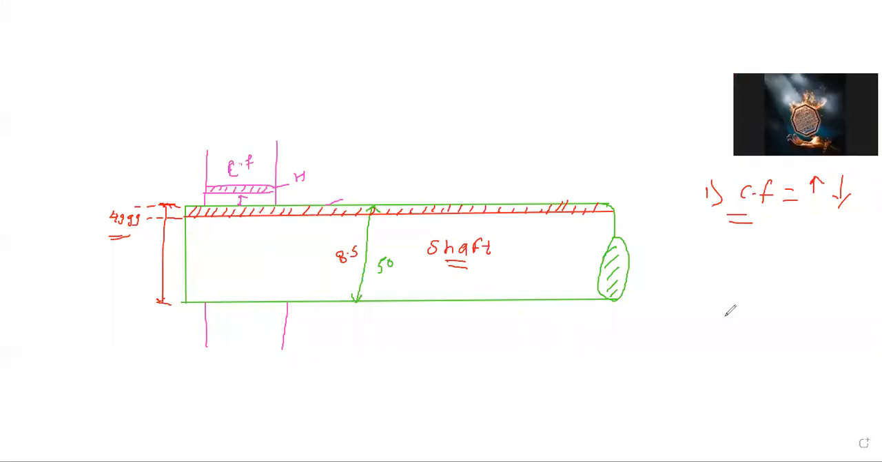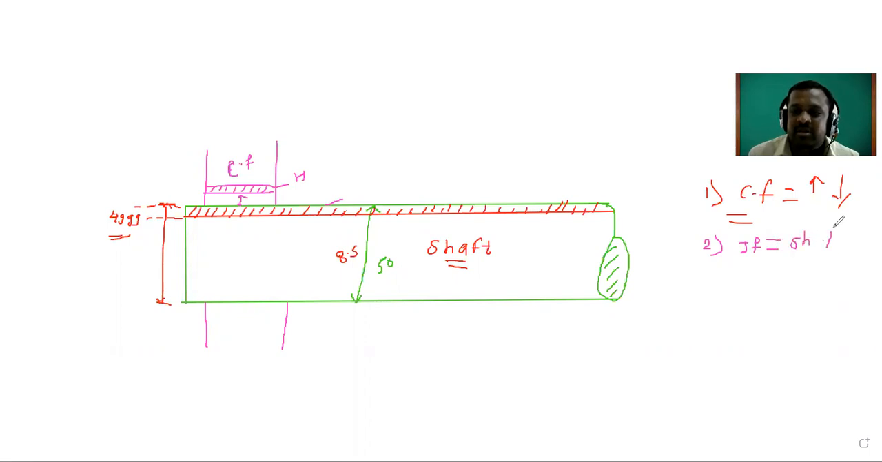Then the next fit is the interference fit. Then how to show the interference fit? In the interference fit, shaft size should be greater and hole should be smaller, no?